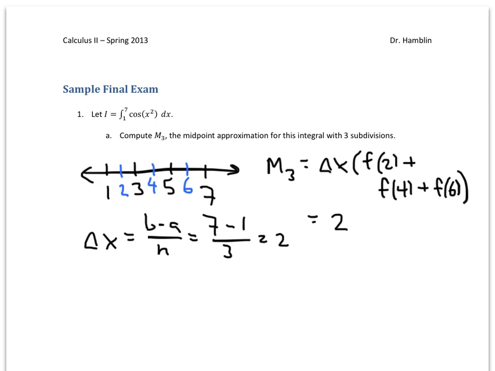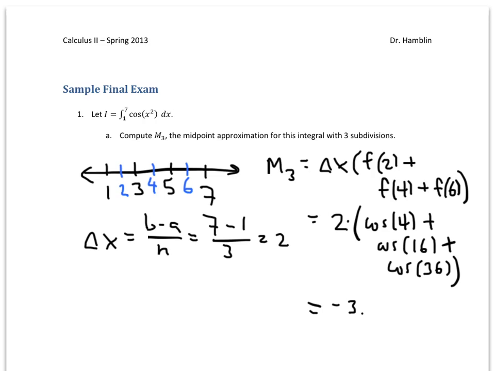So my delta x is going to be 2. F of 2 is going to be cosine of 4, whatever that works out to be in our calculators, plus cosine of 16 plus cosine of 36. And when we punch all those numbers in our calculator, what we get is negative 3.4785.